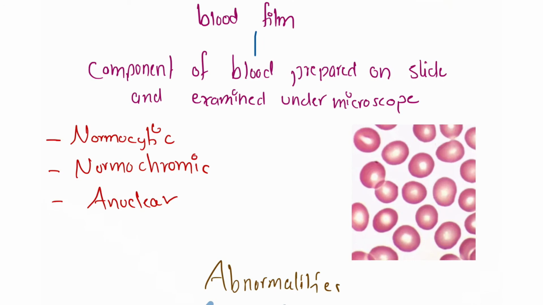By blood film we mean visualization of blood components under the microscope. The normal characteristics of RBC under the microscope include normocytic RBC. Normocytic means normal size, and normal size is from 80 to 100 femtoliters. Normochromic means normal color.